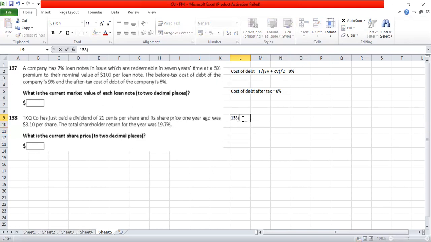138, we'll see. TKQ company has just paid a dividend of 21 cents per share and its share price 1 year ago was 3.10 per share. The total shareholder return for the year was 19.7%.